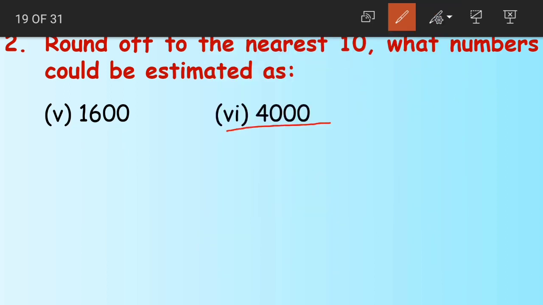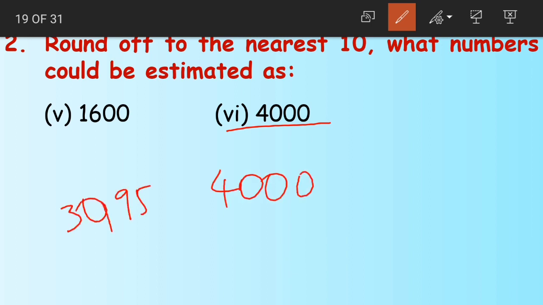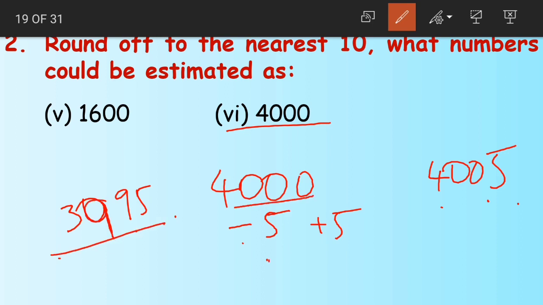Now moving on to the next question, 4000. Now this 4000 falls between 3995 and 4005. Am I right, class? Yes, 3995 and 4005. Or simply you can subtract 5 and then add 5 to the given number. Yes, 4000 minus 5 becomes 3995. 4000 plus 5 becomes 4005.